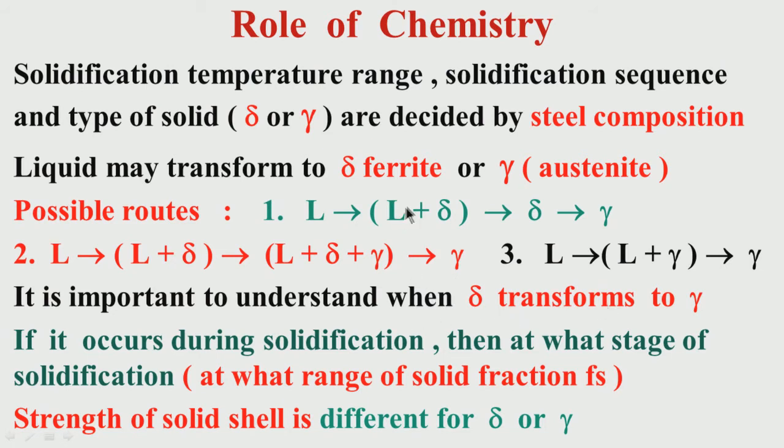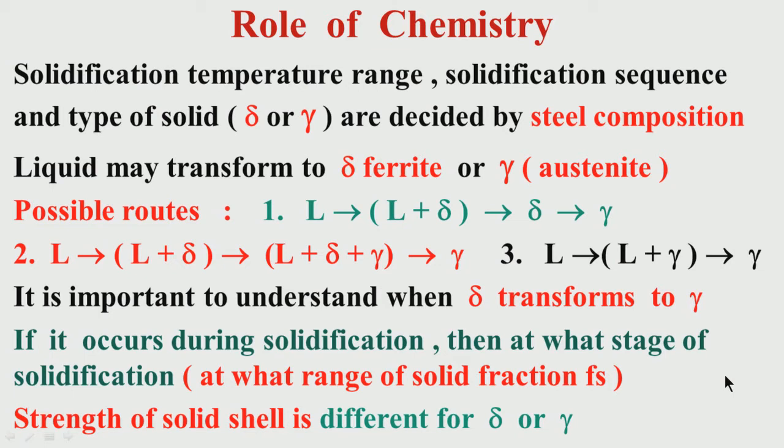Now, what is the mode of transformation, that is first important during solidification, and then delta to gamma, that means this is also solid, this is also solid. Where is this delta to gamma taking place? Is it during solidification or after solidification? That is important. As I have mentioned, if it occurs during solidification, then at what stage? Is it at the early stage, the medium stage, or towards the end of solidification? That means at what range of solid fraction it is taking place is important. All this will be clearer when I discuss the specific issues.